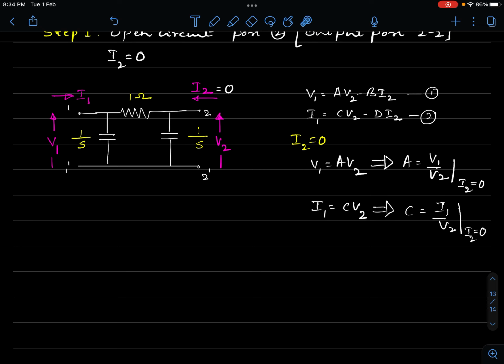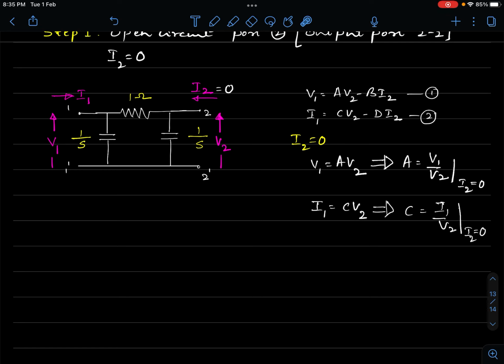If we have to get A, we need to have V1 and V2. So what we will do is, we will try to get the currents and the voltages alternatively. The current I1 is here, the current I2 here is 0, but there has to be a current in this branch and the current will split at this junction. One current would flow through 1 ohm and 1 by S and come back, and the other branch current would flow via 1 by S.